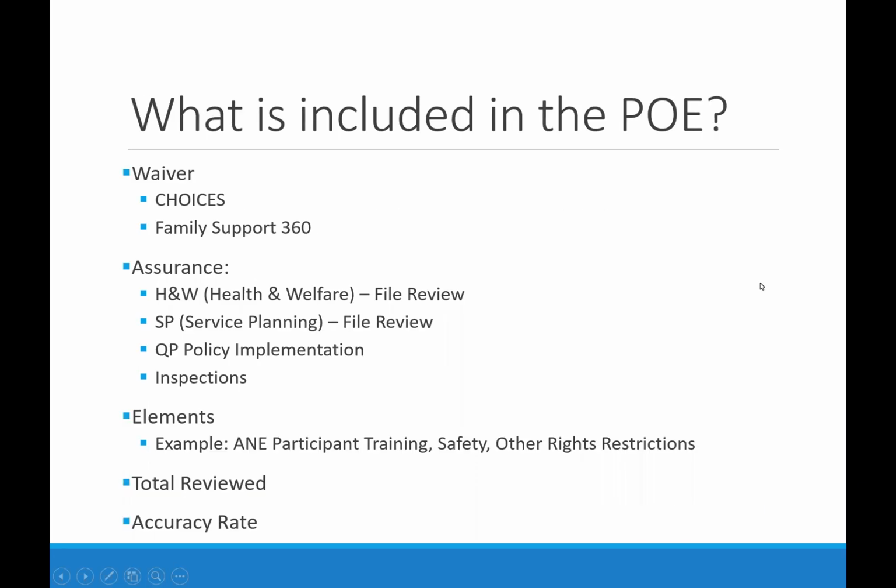What is included in the Plan of Enhancement? For the Choices waiver, Choices waiver assurances are included. And for those providers who also offer Family Support 360 waiver services, there are also Family Support 360 waiver assurances included. Those assurances break down into health and welfare, which is reviewed during file review, and service planning, which is also largely reviewed during a monthly random representative sample of files.